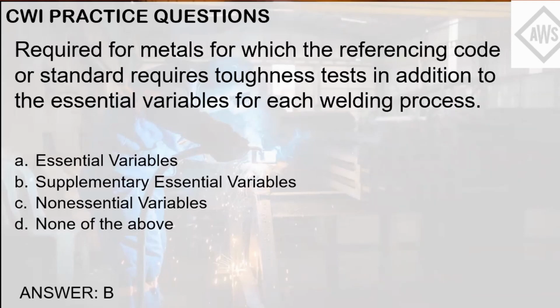So if toughness tests are required, or if the ductile to brittle transition temperature of the metal has been reached, you need to address the supplementary essential variables. These are the base metal thickness, the heat input, the current polarity, even the size of the filler metal or the electrode will be an essential variable for some welding processes if toughness tests are required. Meaning if impact tests or toughness tests are required, automatically these supplementary variables will become essential. So you have to address that in the WPS.